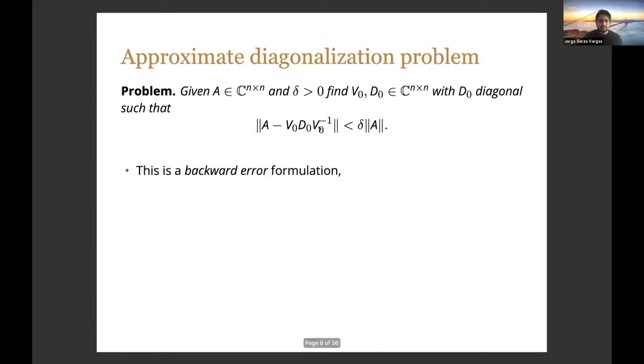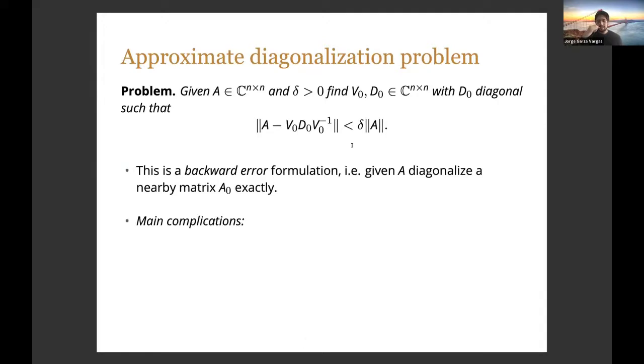So in the context of numerical analysis, this is a backward error formulation. If you think about what this is asking you to do, it is to exactly diagonalize a matrix that's near to A. And how near is controlled by this error parameter delta. So this is not an easy problem.